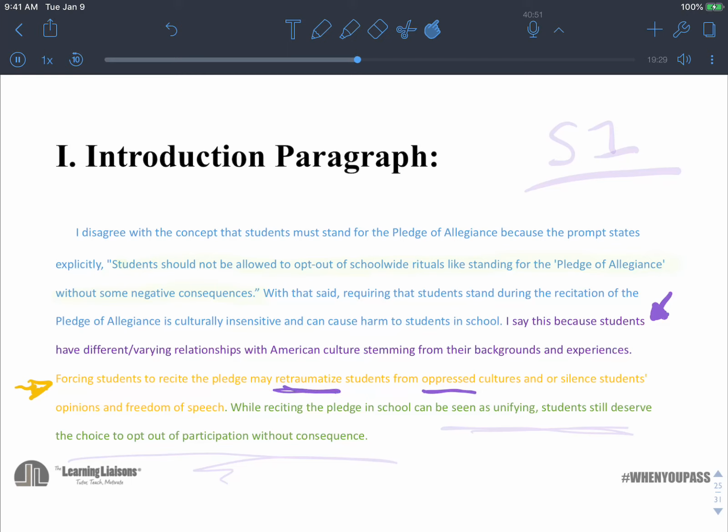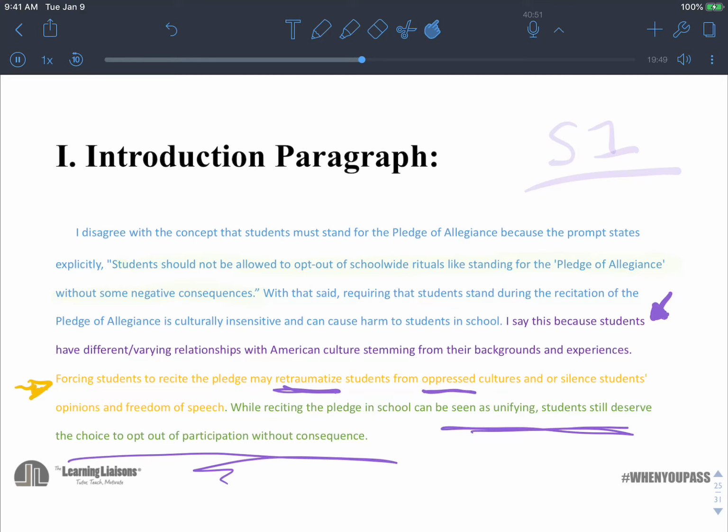All right. And then over here in green, it is still sticking with everything we've already said, but it is its own thought that students deserve the choice to opt out of participation without the negative consequences that were stated in the opinion explicitly.